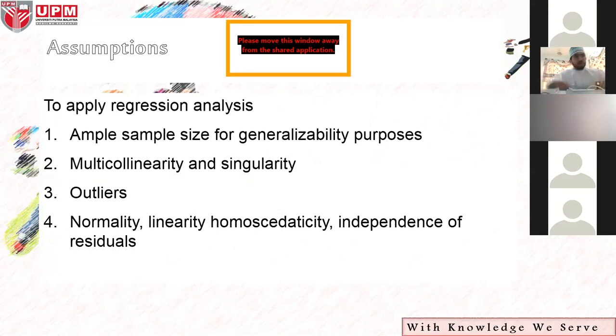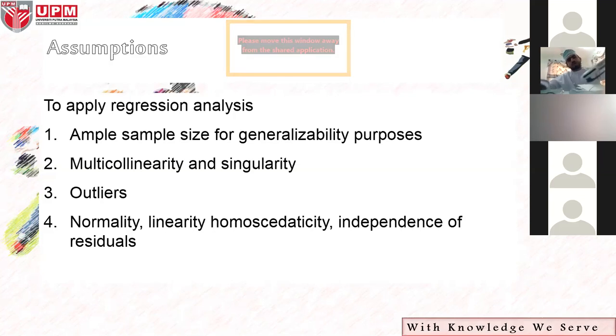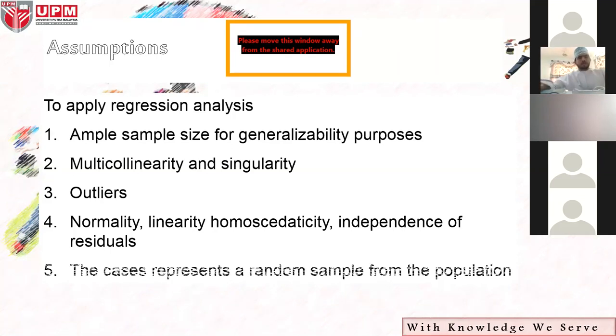singularity issue. Okay, singularity means that your IV is not similar with the rest of your IV. Multicollinearity represents your IV may be similar to the other IV. Okay, so the outliers. Okay, and then the assumption of normality, linearity, homoscedasticity, and independence of residual. Banyak pula.